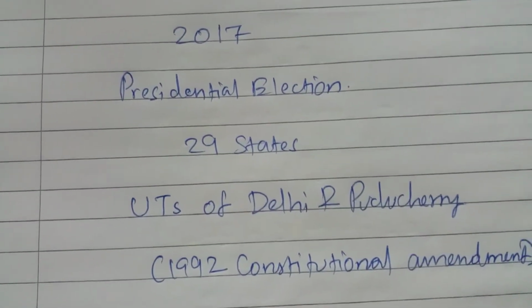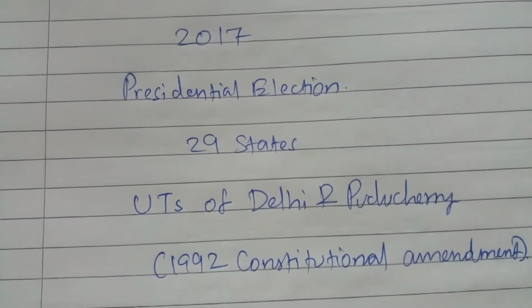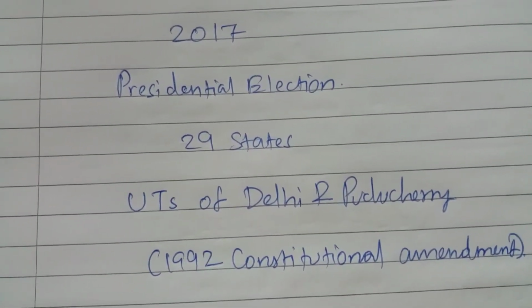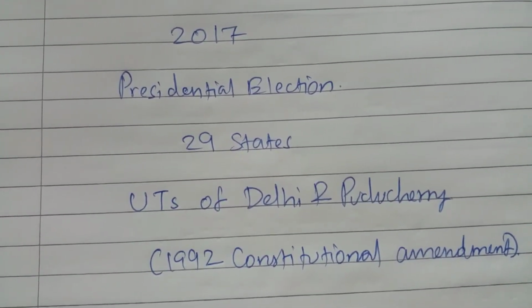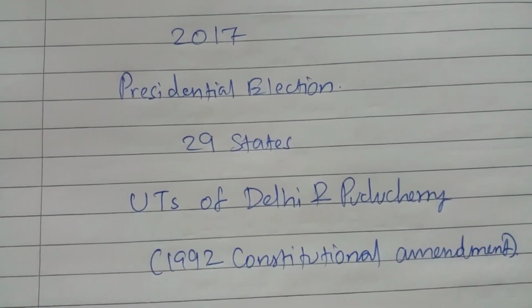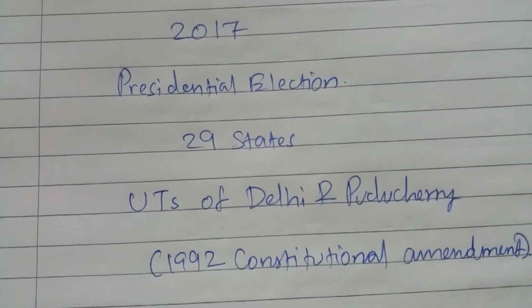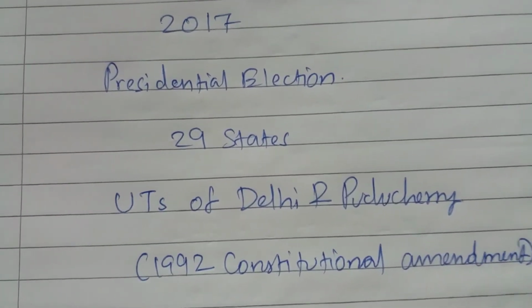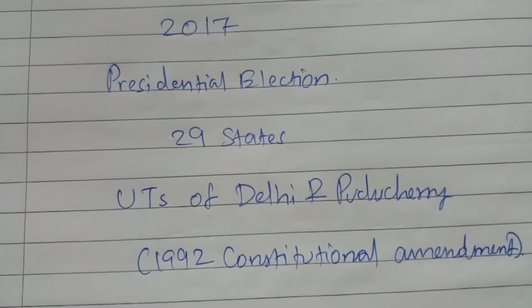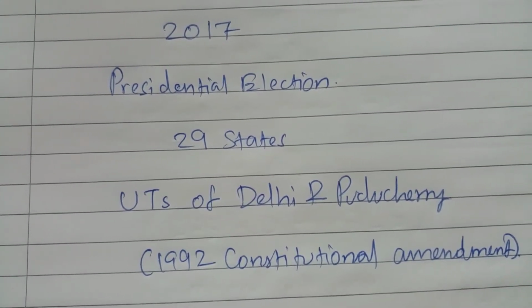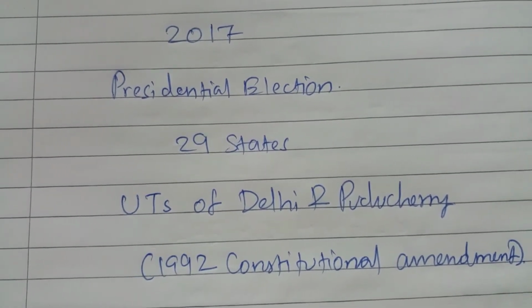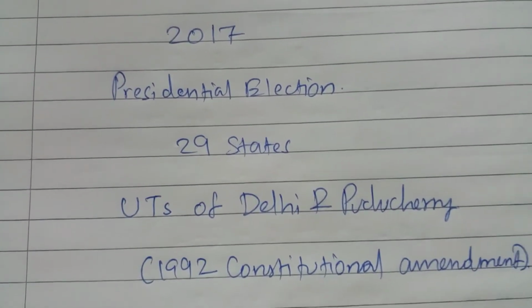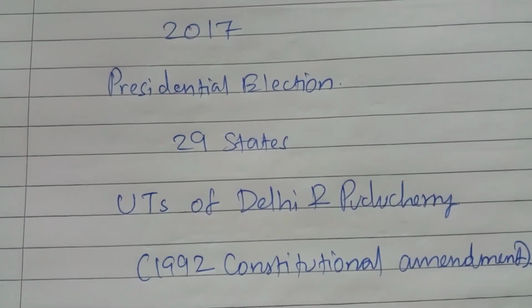Come, let us discuss. Friends, in the 2017 presidential election, as you can see from the screen, the members of the legislative assemblies from 29 states and the union territories of Delhi and Puducherry participated. The MLAs of the union territories of Delhi and Puducherry were eligible for electing the President as per the 1992 Constitutional Amendment Act.